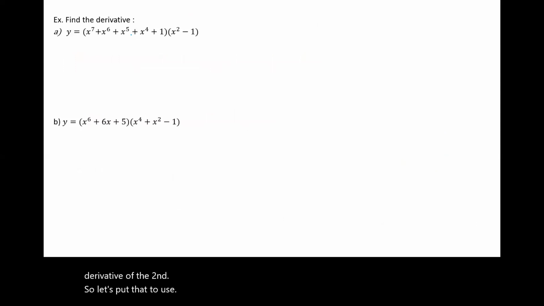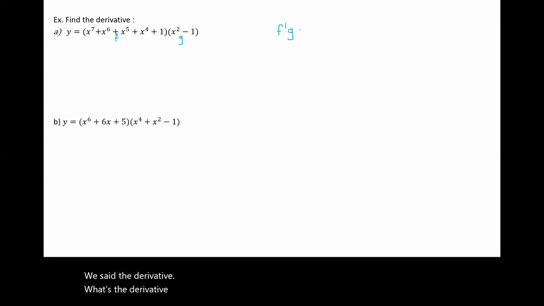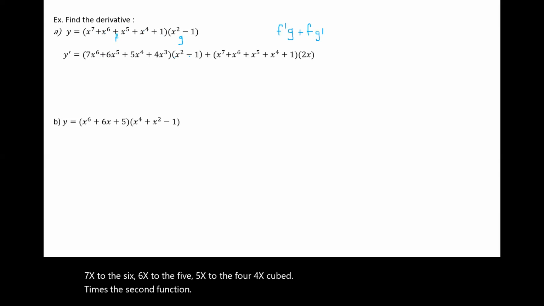Here are two examples. This is our first function, so this would be our f function. This is our second one. This is g. We said the derivative was the derivative of f times g plus f g prime. So what is the derivative of this function? 7x to the 6, 6x to the 5, 5x to the 4, 4x cubed, 0, times the second function. So that's where all this came from, plus the first function times the derivative of the second function.